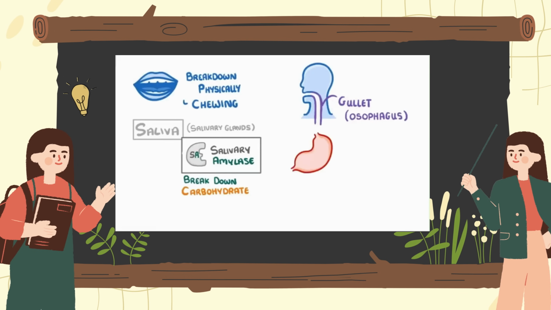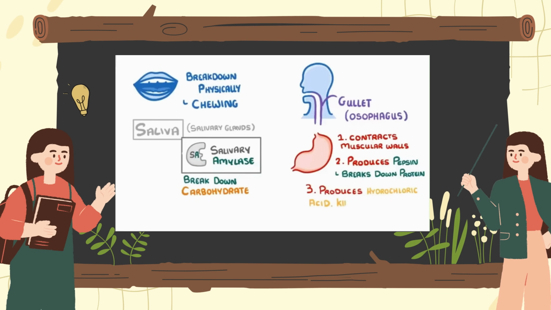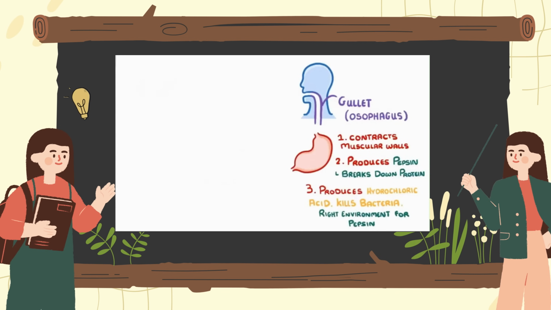Now the stomach is basically a muscular sac and it has three important things that you need to know about. 1. It contracts its muscular walls to push the food around and mix it. 2. It produces pepsin, which is a protease enzyme that breaks down proteins. And 3. It produces hydrochloric acid, which kills bacteria and also provides the right environment for the pepsin enzyme to work. After a while in the stomach, the food is squeezed out into the small intestine.